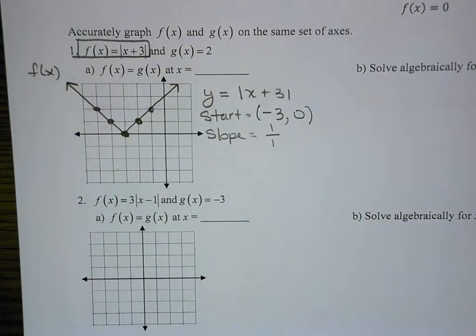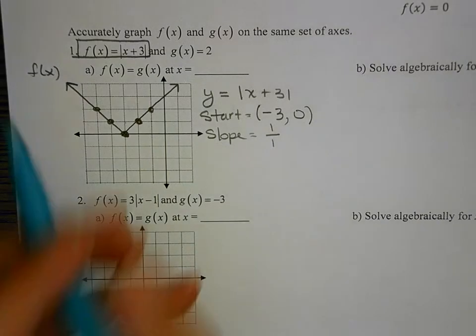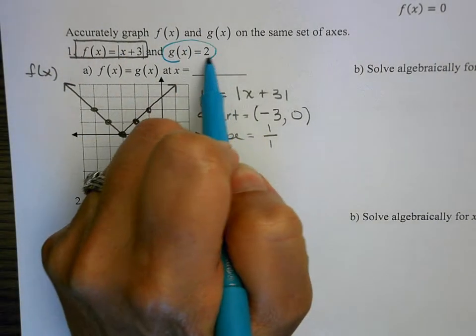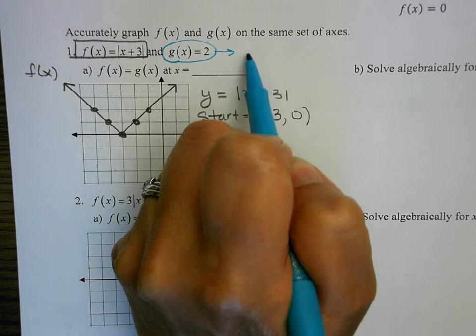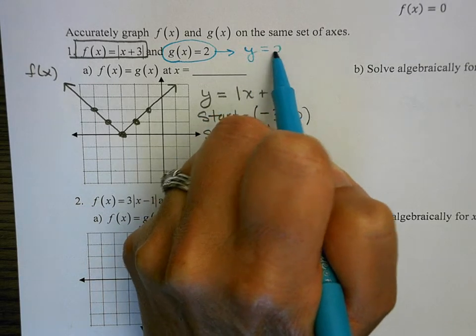And then now from there, I want to graph g of x. So I'm going to use a different color for that. I'm going to use a pen for this one. So I know for g of x equaling 2, again, g of x is the same as y. So that would just be y equals 2.